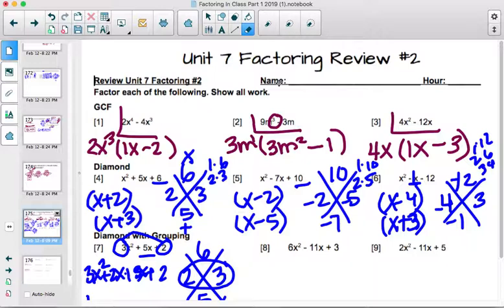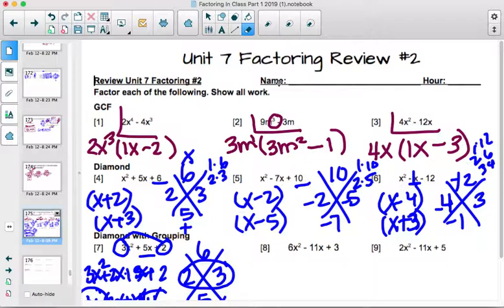3 and 2 only divide by 1, so I'm left with 3x plus 2. 3 and 2 also only divide by 1. And remember, the parentheses should match, so it should say 3x plus 2. And then for my final answer, I copy the parenthesis, which is 3x plus 2, and I write the leftovers in the other parenthesis, which is 1x plus 1.